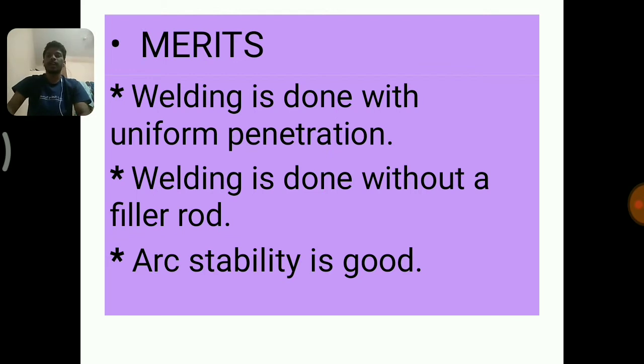The merits we have in plasma arc welding is done with uniform penetration. That means the depth of the weld is uniform. The weld or the metal has uniform strength throughout the welded part, and welding is done without a filler rod. That the filler rod is not mandatory, so it is termed as more efficient, and the cost decreases here. And the arc stability is so good that it welds properly and the uniform penetration takes place. This is all about plasma arc welding.